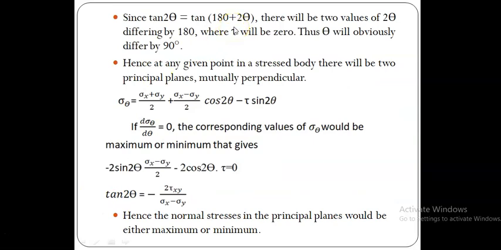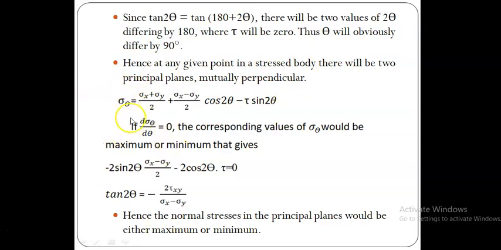Like that we can find the position of the plane. Since tan 2 theta is equal to tan of 180 plus 2 theta, there will be two values of 2 theta differing by 180 degree where tau will be 0. Thus theta will obviously differ by 90 degree. Hence at any given point in a stressed body there will be two principal planes mutually perpendicular.